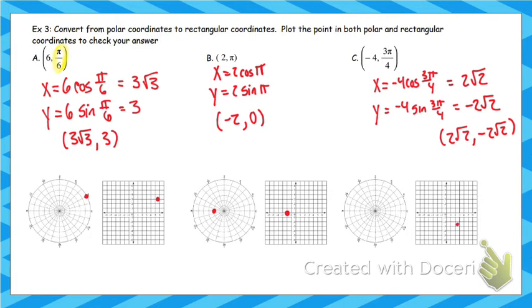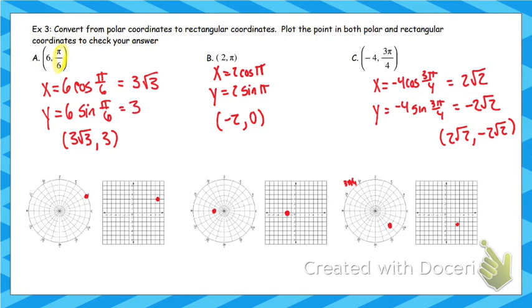If I plot the point -4, 3 pi over 4, here's the angle 3 pi over 4, but I'm not going to go that direction. It's a -r. I'm going to go backwards 180 degrees, 1, 2, 3, 4. And that is going to be where my point is. And again, it's about the same area.